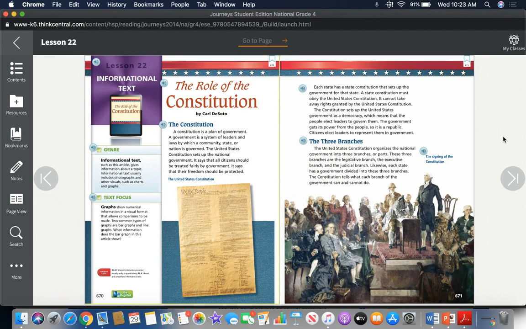Each state has a state constitution that sets up the government for that state. A state constitution must obey the United States Constitution. It cannot take away rights granted by the United States Constitution.